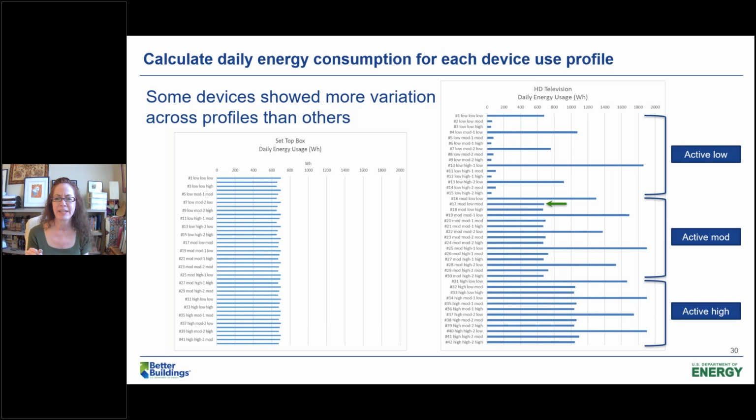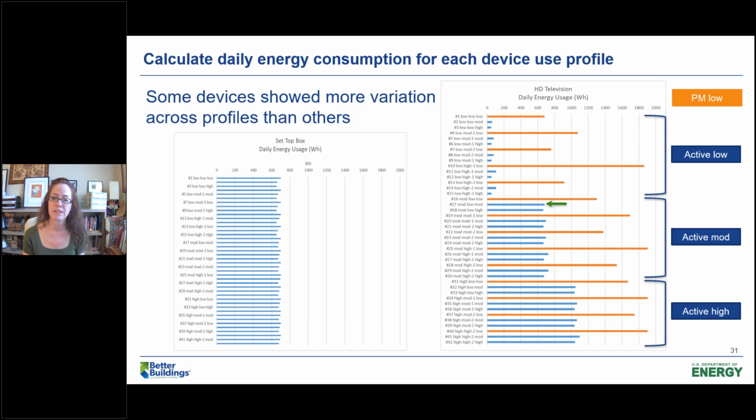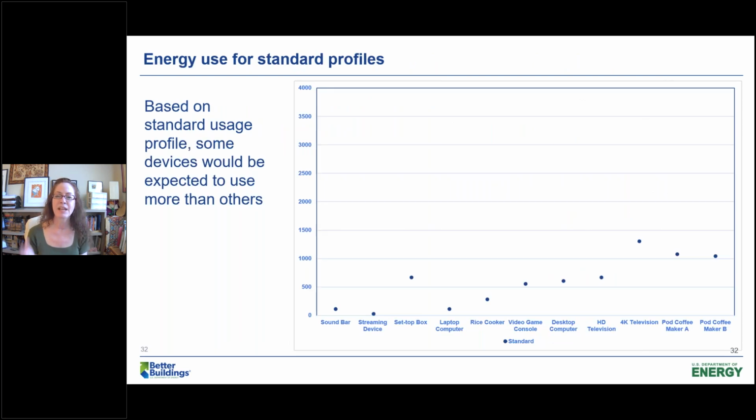What are those long spikes? You can guess for a second. Yes, those are power management. That's when the power management is at the lowest. And so we can see by looking at this graph that even though active use is an important aspect that's driving this, power management is a big problem. Okay, click on the next slide, please. So now let's go back and look at the standard usage profiles.